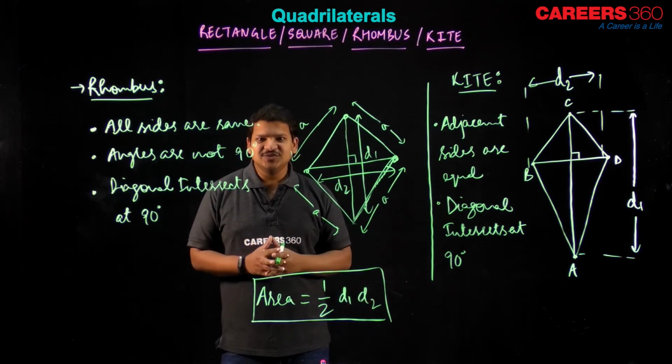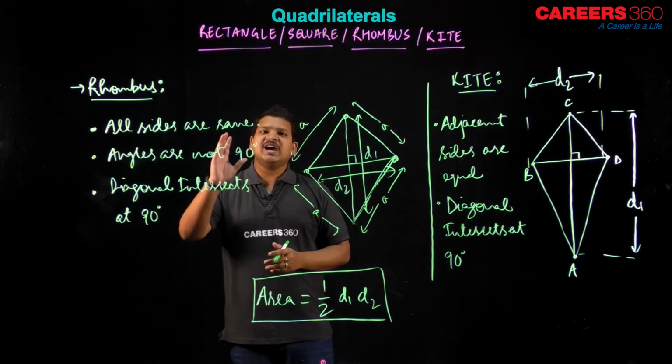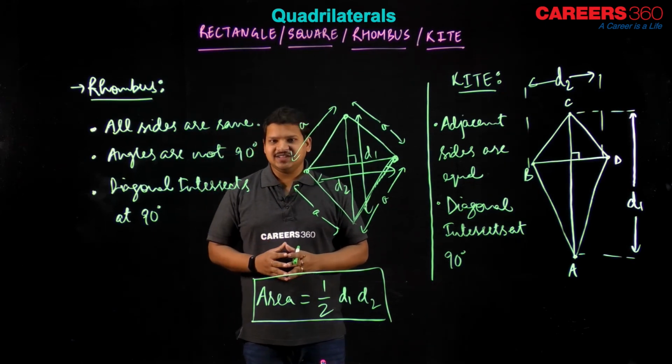I hope it is making sense to you, and that was all about the rectangle, square, rhombus and kite. Thank you so much.